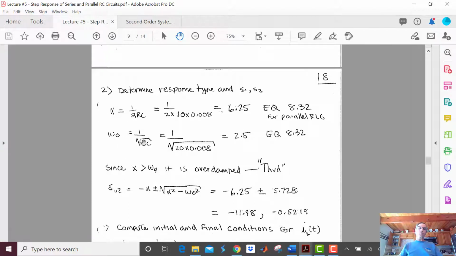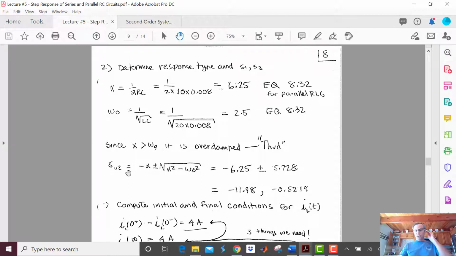Now I get omega naught. 1 over root LC is 2.5. Alpha is greater than omega naught, so it's more thuddy than it is boingy, so it's overdamped. So I'm going to get a thud. And so when I have a thud, I compute S1 and S2 using this equation, which we actually derived, I believe, in lecture number 2 for the source-free series RLC circuit. But remember, it's applicable to all these circuits. So I substitute in my alpha and my omega naught, and I get my two values of S.